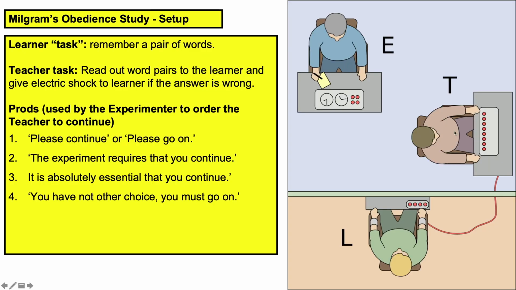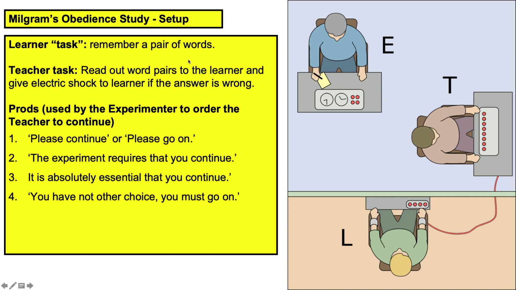Let's look in more detail at what these three individuals had to do. The experimenter, as we said, was giving the orders to the teacher, which was our participant. Now, what the teacher didn't know is that this individual right here is actually a Confederate, so an actor being paid to pretend to get electrocuted. And he wasn't actually electrocuted, he was just faking it, okay?